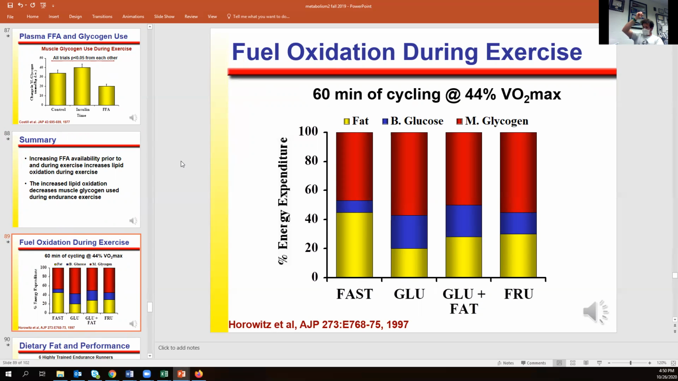So now when we're looking at even lower intensities, so now we're looking at only 44% of VO2 max. So this is effectively kind of a joke. And you notice individuals that were fasted are utilizing fat at a much greater amount as a fuel, as opposed to both blood glucose and muscle glycogen. Specifically, when you compare it to glucose, glucose and fat, and then a fructose supplementation.